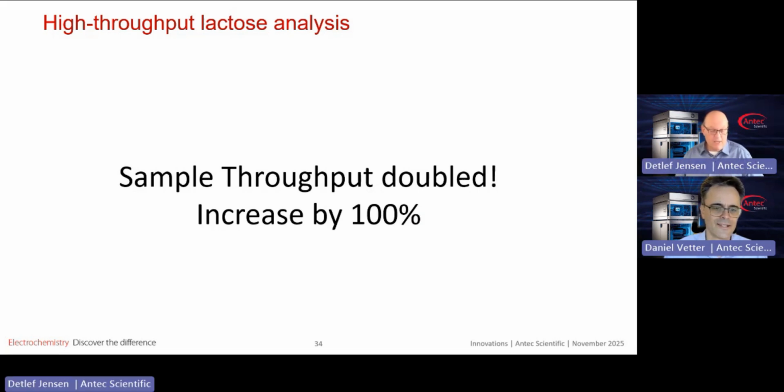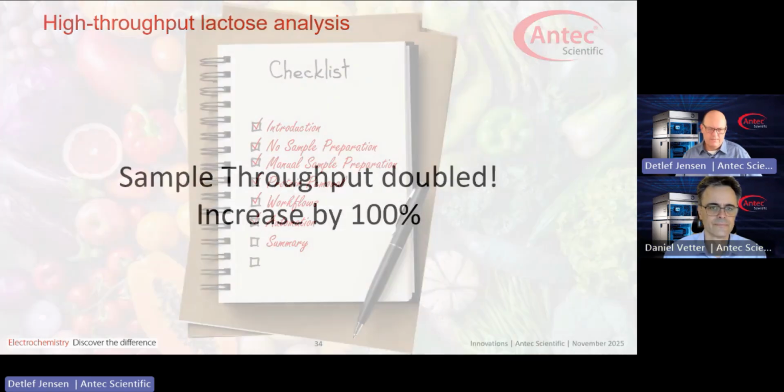That's huge. That is huge, and we achieve that by not only the automation approach, we make things simpler and faster, but we also have a nice stack of modules that saves precious lab space. So we have a number of very good reasons to follow that approach.